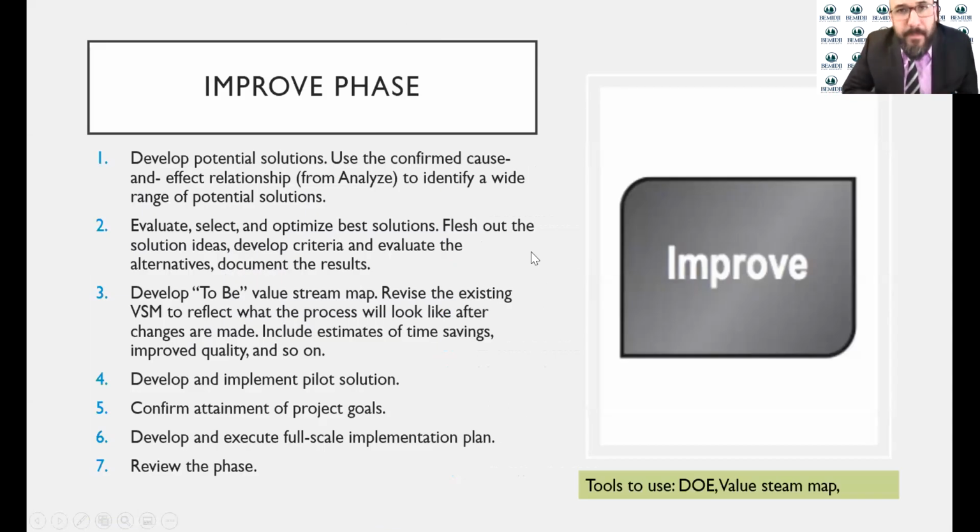In the improve phase, now we have clearly defined the problem. We clearly measured some data. We analyzed it, and we found out the root cause of the problem. And then now what we need to do is time to do the improvement. To do the improvement, you have to do some design of experiments, try different experiments, different variables, and see if that's going to solve the problem.